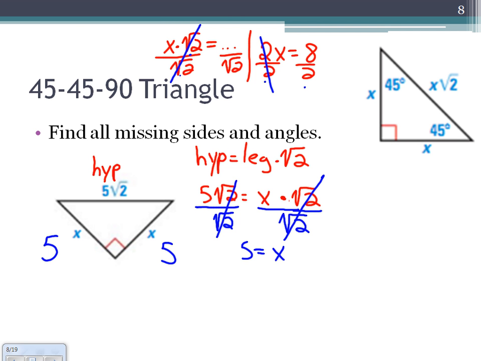Is that find the side? Yes, this is find the leg. We found everything now. We have all the sides. You don't know the angle. Well, if these two are equal, what do we know about these two? Sorry, I skipped that. And the hypotenuse, the side.